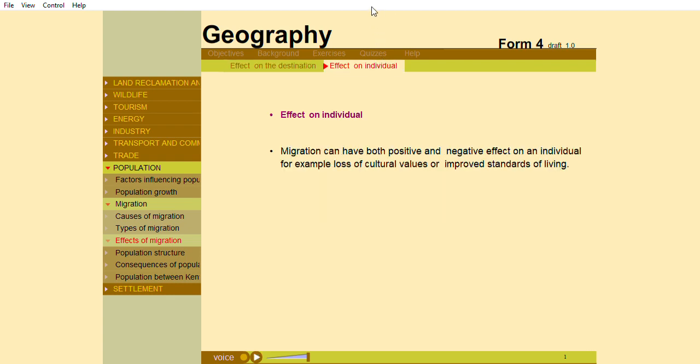Effect on individual. Migration can have both positive and negative effects on an individual, for example, loss of cultural values or improved standards of living.